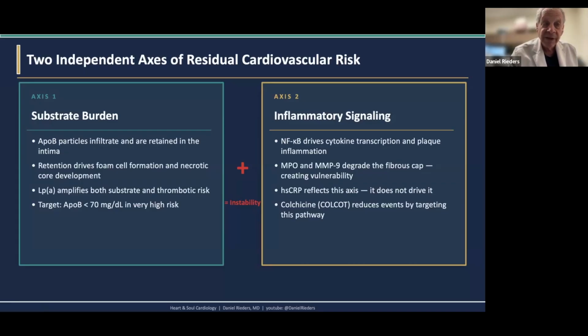And so that's substrate, and then we want to look at the inflammation. So inflammation is bad. It drives the system in general, and particularly inside the plaque. So we have systemic inflammation, which amplifies things, and inflammation inside the plaque.